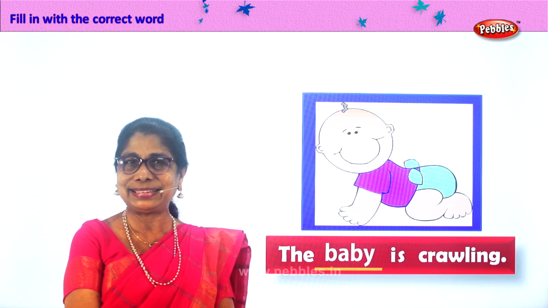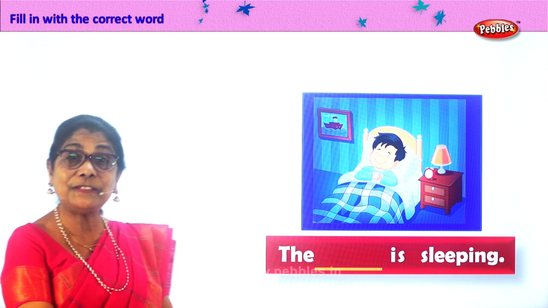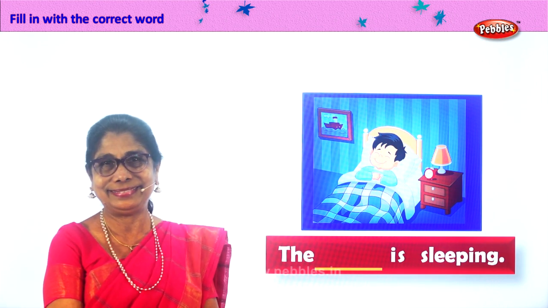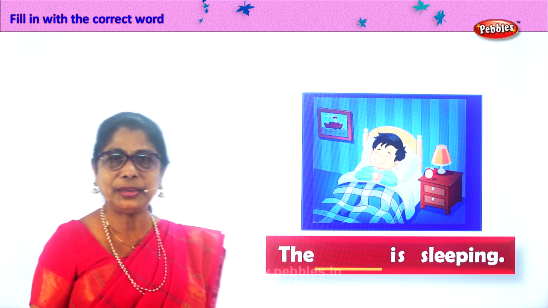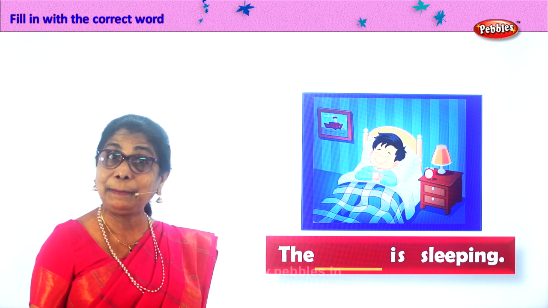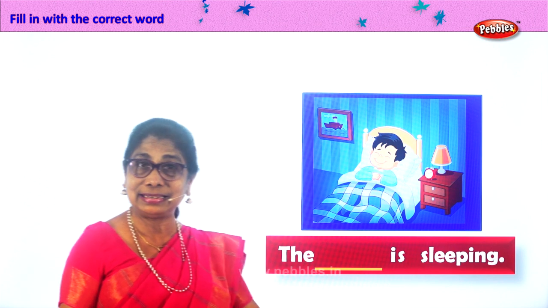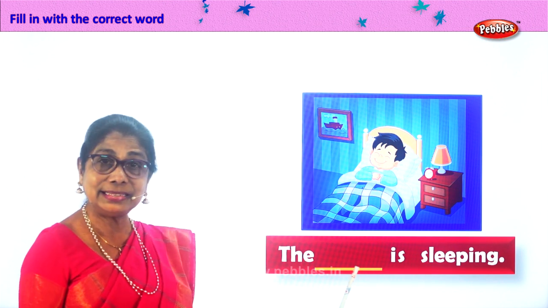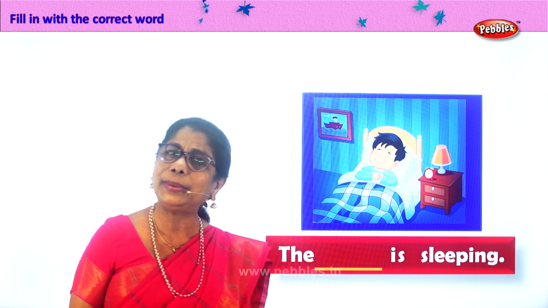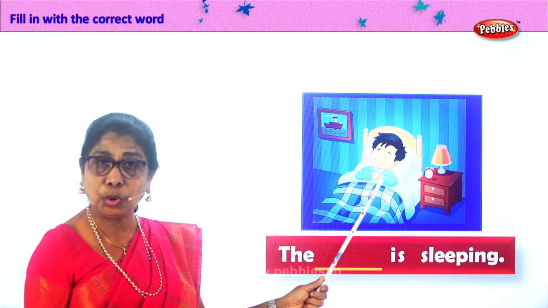Let's look at our next picture and learn to choose the correct word to fill in. What is in the picture? There's a bedroom and somebody is sleeping. Let's look at the sentence here. The dash is sleeping. Who is sleeping? The boy. How do you spell boy?